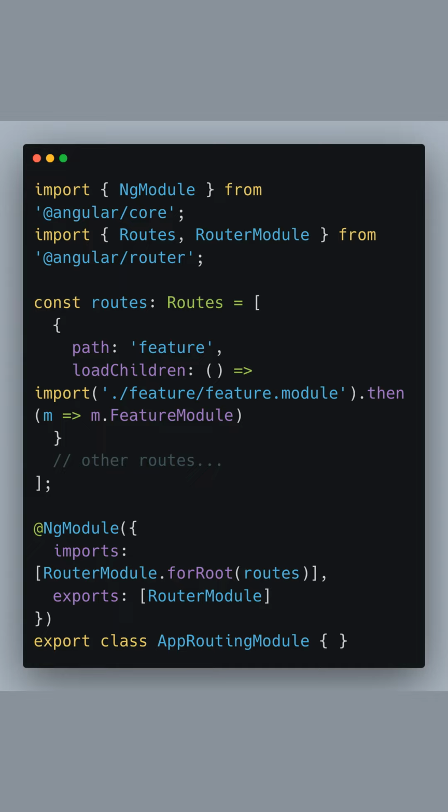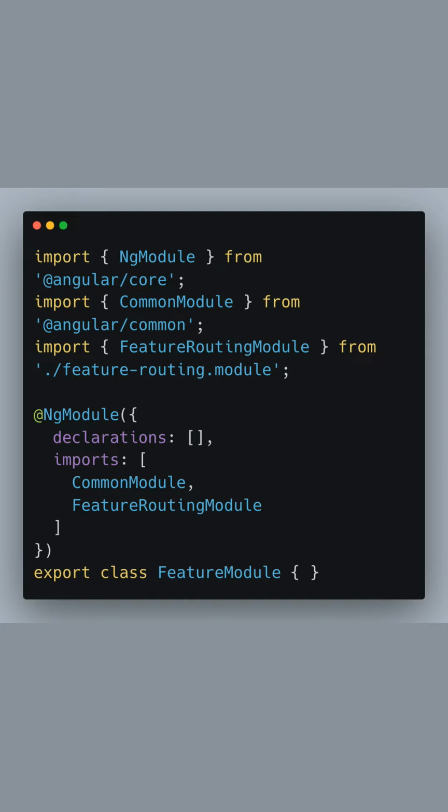Starting with our main routing module, we define our application routes here. You can see an object in the routes array with a path named feature. The loadChildren property is a function that uses the dynamic import to fetch the feature module only when it is needed. This is how lazy loading is implemented. By calling the forRoot method on RouterModule, we ensure that this is our root routing configuration.